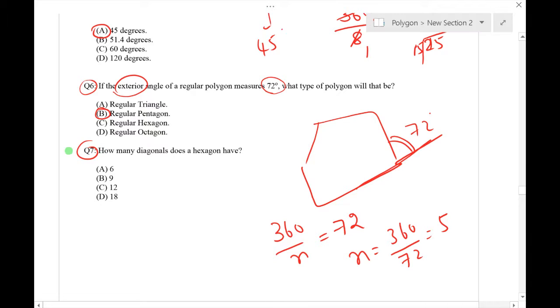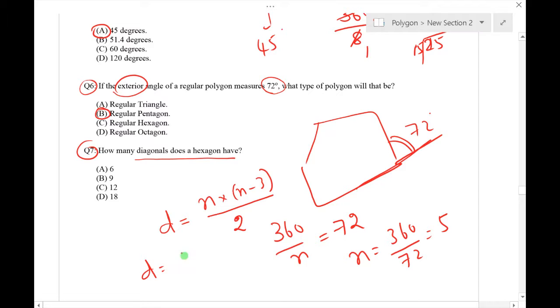Question number 7. How many diagonals does a hexagon have? Can you try to solve this by yourself? You can go back and recollect what we did before, or you can do it by yourself. So let me do this. The number of diagonals is always n times (n minus 3) divided by 2. And we are talking about a hexagon, which has 6 sides.